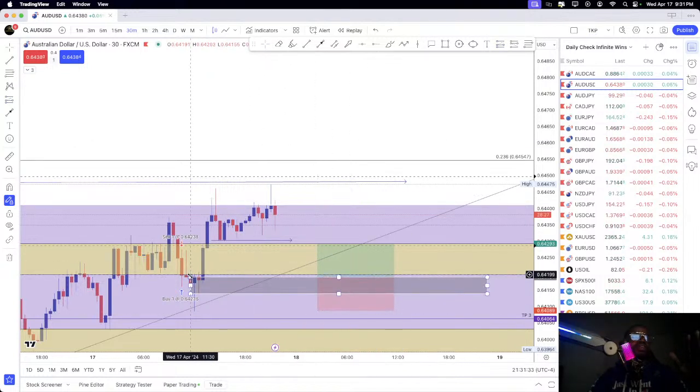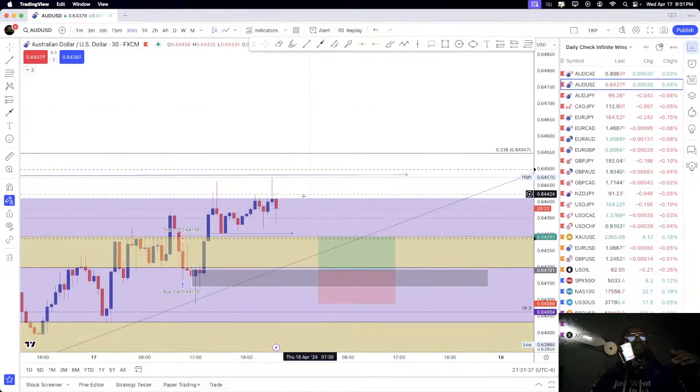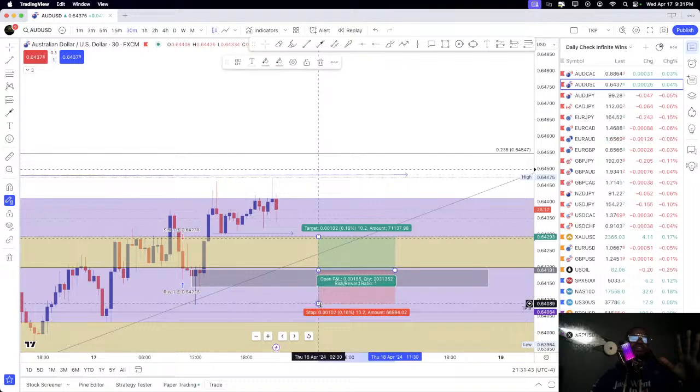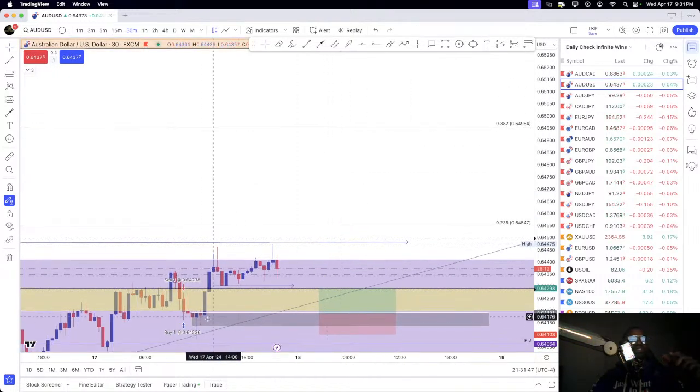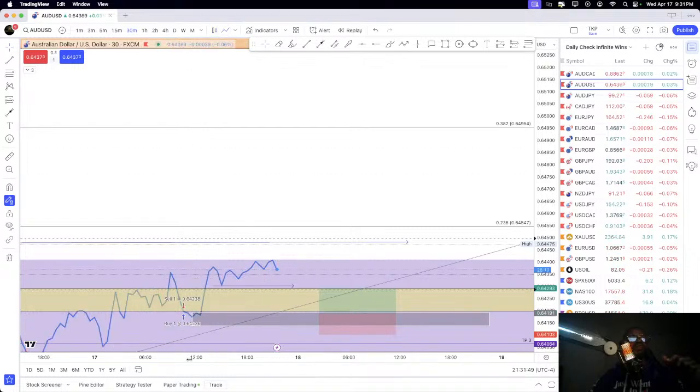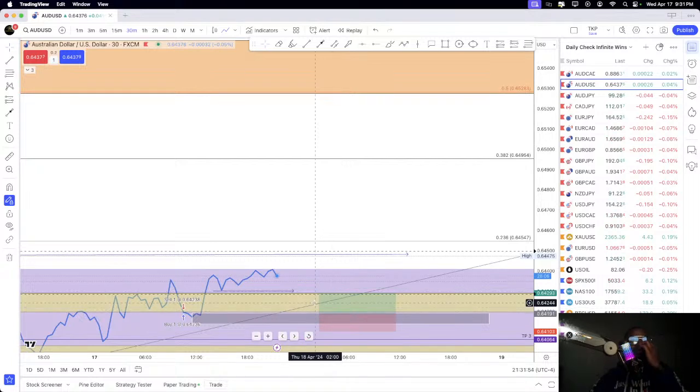So let's see. Now we got an upward trend line, and price is consolidating right inside this zone. So there is definitely a possibility that we can see a pullback to retest this trend line and touch that double bottom right here on the 30-minute. From there, we're taking it to the 50.